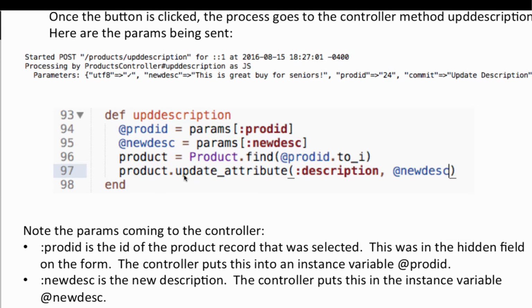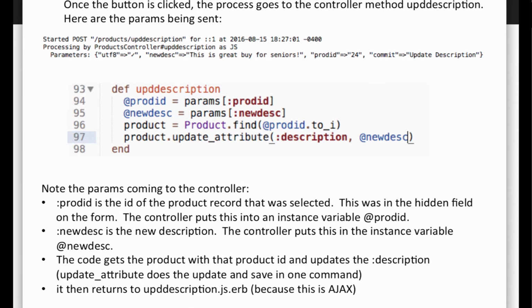Then it uses this function called update attribute. Update attribute is nice because it updates this one attribute. It changes the description. It puts in the new desc, which we picked up here. It does the update of that one item, and it does a save. And as I mentioned, it then returns to upd_description.js.erb because this is Ajax.